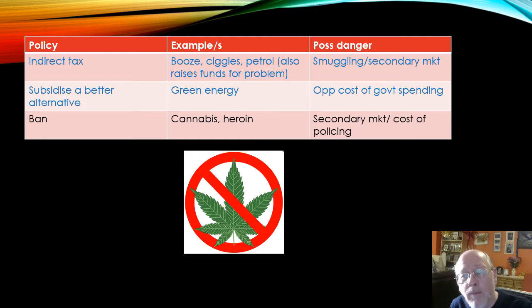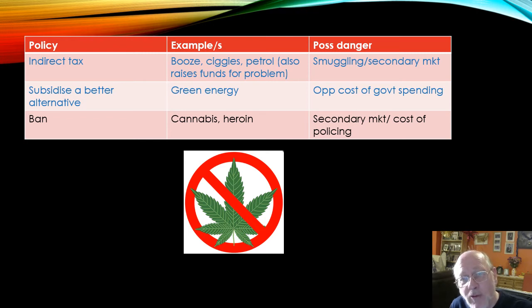So we impose a law, it's a non-market measure that prevents a legal market from emerging. Obvious examples there, cannabis or heroin. However, the fact that the government has banned these things doesn't mean that people don't consume them. Price is going to be higher because the supply is going to be restricted, and who benefits from that? Well, not the government, it's going to be the drug dealers.